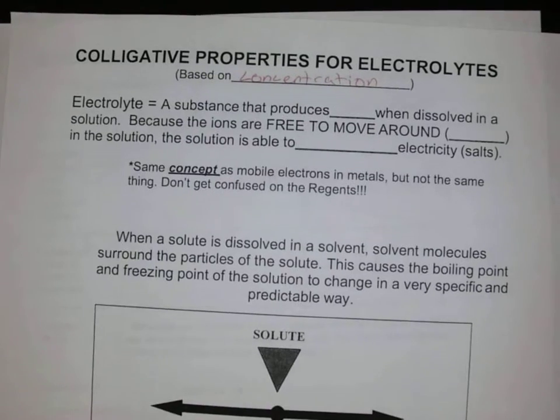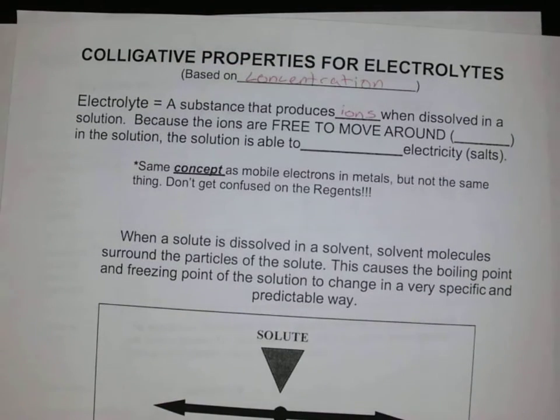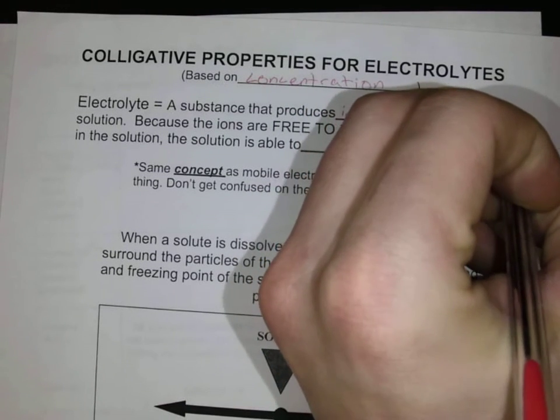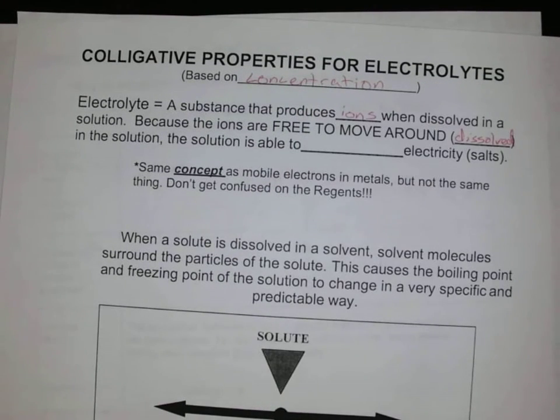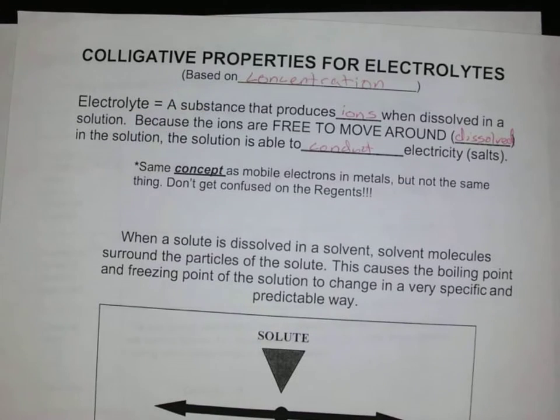Okay, so an electrolyte. This is a substance that produces ions when dissolved in a solution. Because the ions are free to move around, dissolved in the solution, the solution is able to conduct electricity. For us to conduct electricity, we have to move charges. Electrolytes do this by making ions. This is different than conducting electricity in metals, where just the electrons are moving. But it's all about moving those charges.